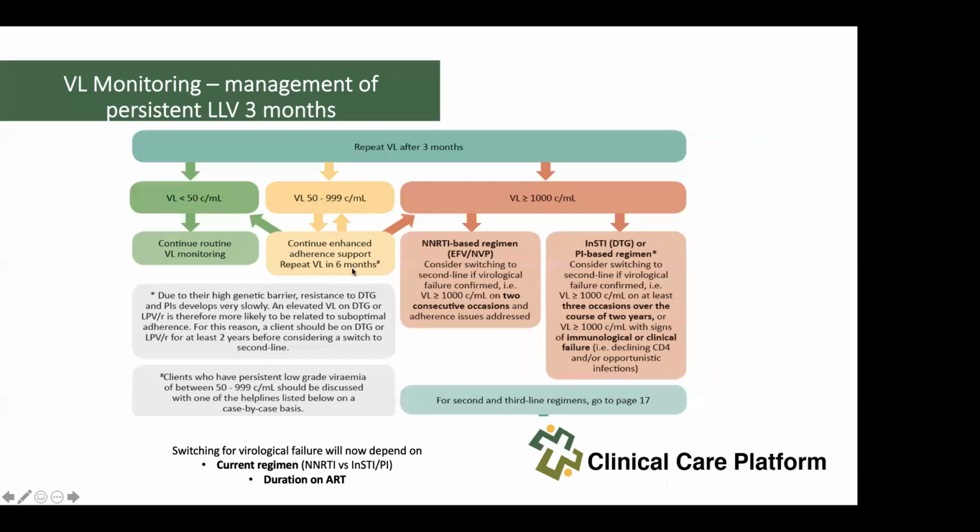Our guideline says repeat again in 6 months' time, right? And depending on that viral load in 6 months' time, if the patient is suppressed, we are happy. If it's more than 1,000, we need to prepare for a switch if they're taking an NNRTI-based regimen. If it's between 50 and 1,000, you continue with your enhanced adherence counseling and probably contact an experienced clinician in the HIV world, discuss the case and see if maybe there's a need to switch this particular patient to a new regimen with two new active drugs right there, right?